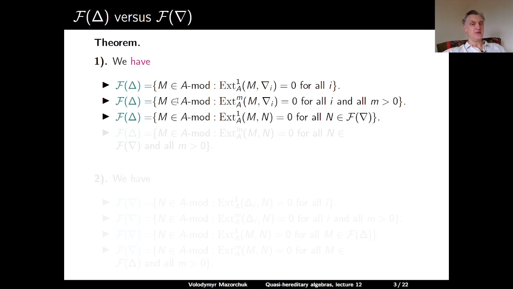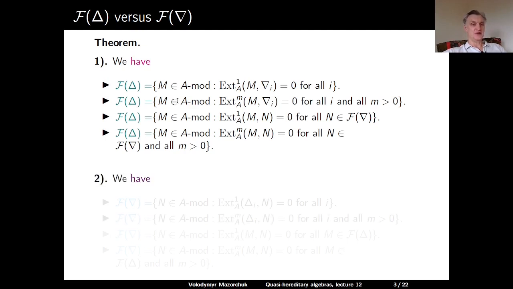Then, F delta coincides with the category of all A modules for which all first extensions into all modules with costandard filtration vanish. And finally, the category F delta coincides with the category of all A modules for which all extensions of positive degree into all modules which admit a costandard filtration vanish.